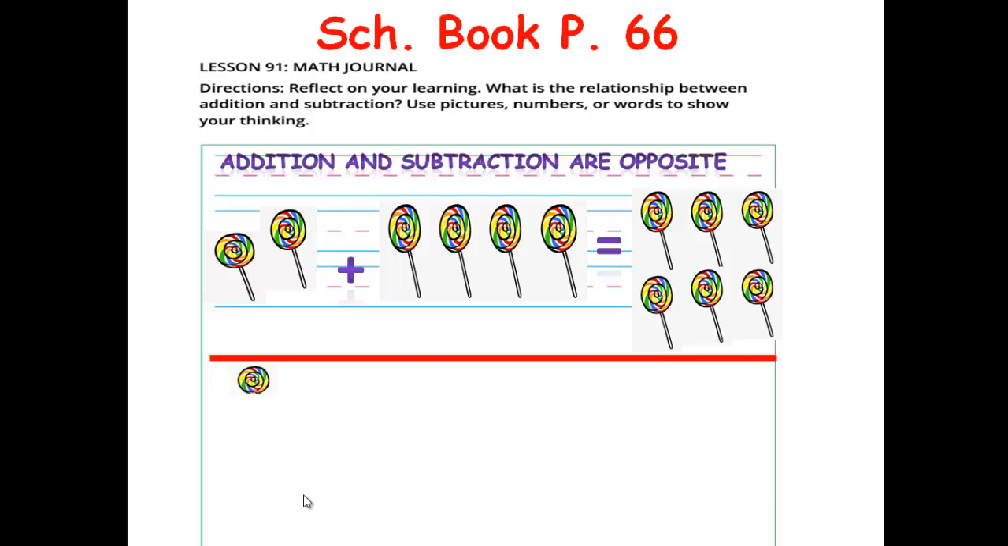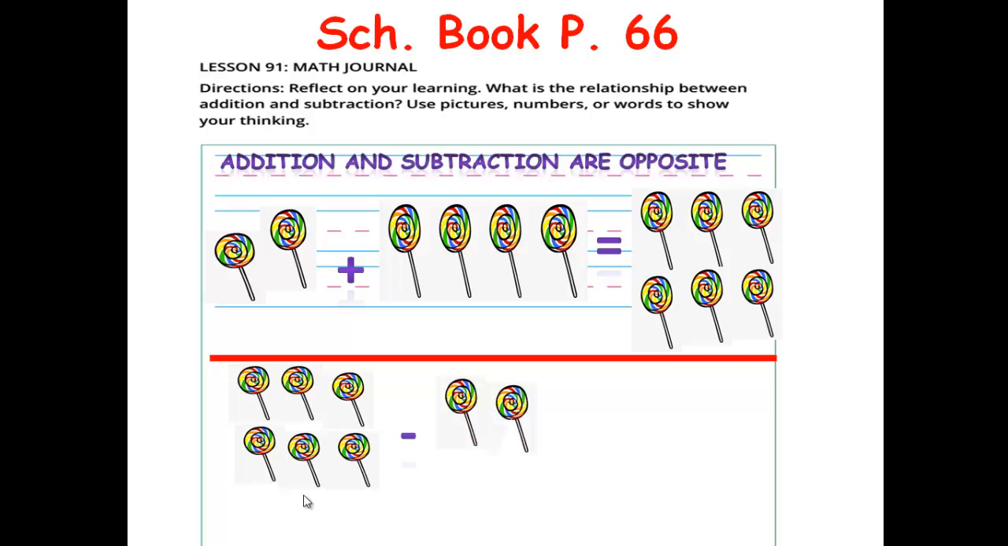So I'm going to start drawing here 6 lollipops. 1, 2, 3, 4, 5, 6. Are you drawing? Okay. So I'm going to take away from the 6 lollipops, I'm going to subtract how many? 2 lollipops. 1, 2. So I took here the 6, I took this part, the whole, and I took the first part.